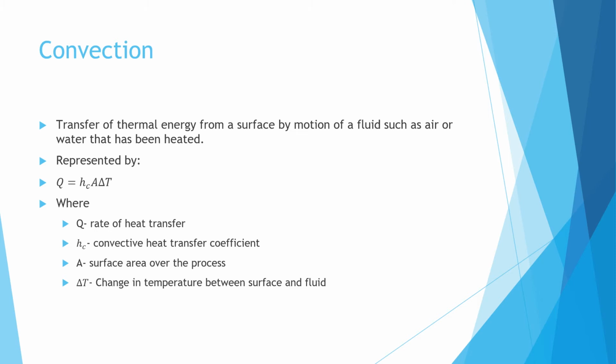It can be represented by the simple equation Q equals hcA delta T, where Q is the rate of heat transfer, hc is the convective heat transfer coefficient, A is the surface area over the process, and delta T is the change in temperature between the surface and fluid.